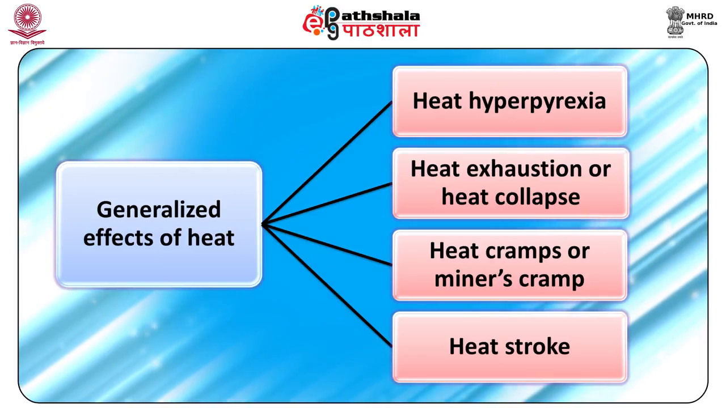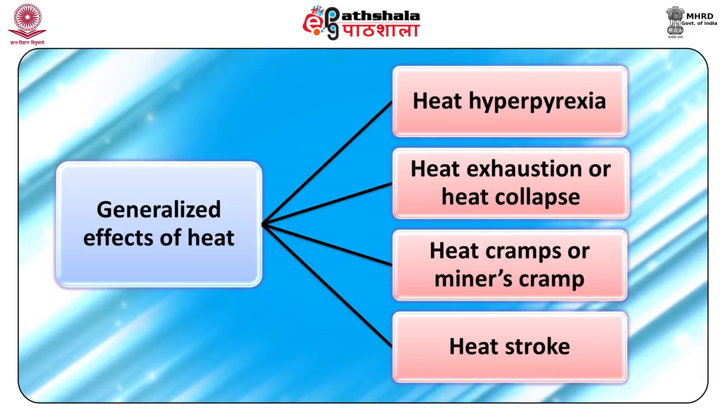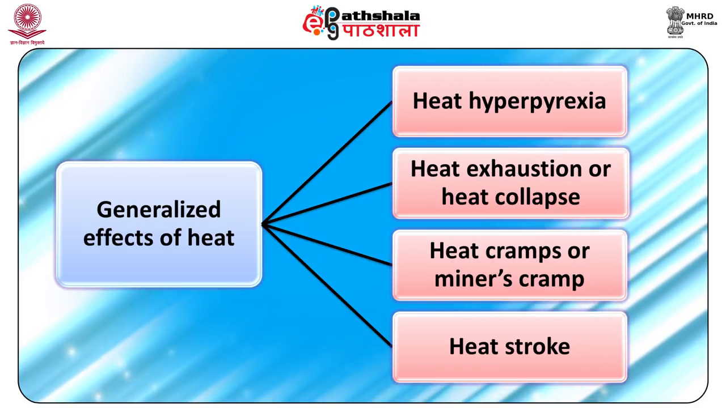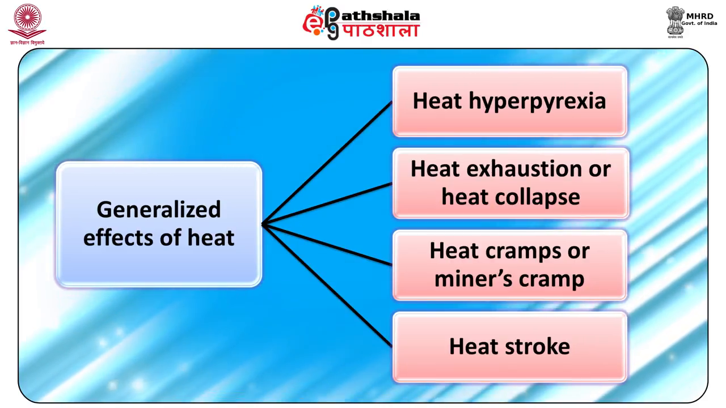Then the generalized effect of heat may lead to heat hyperpyrexia, heat exhaustion or heat collapse, heat cramps or miner's cramps, as well as heat stroke. So these are the four types of the generalized effect of heat. Then the third major category is the chemical burns. They are nothing but the result of chemical reactions, as happen in cases of corrosive acids and alkalis.